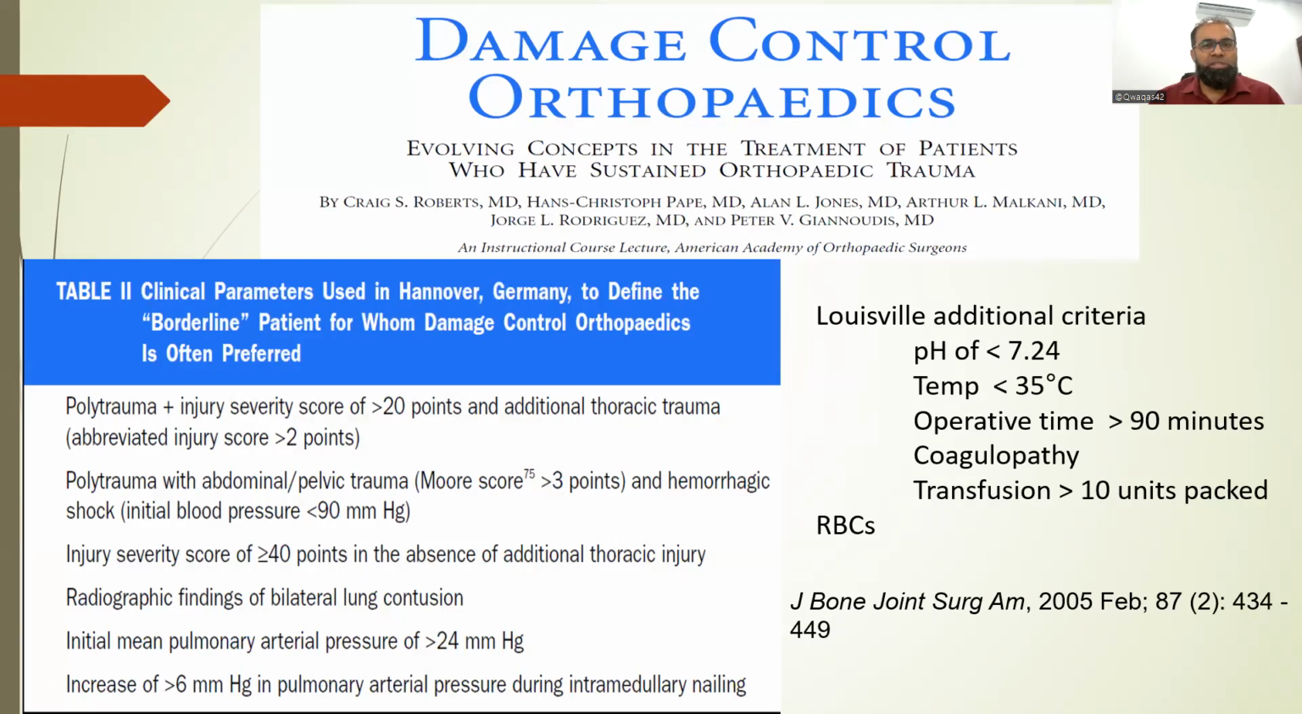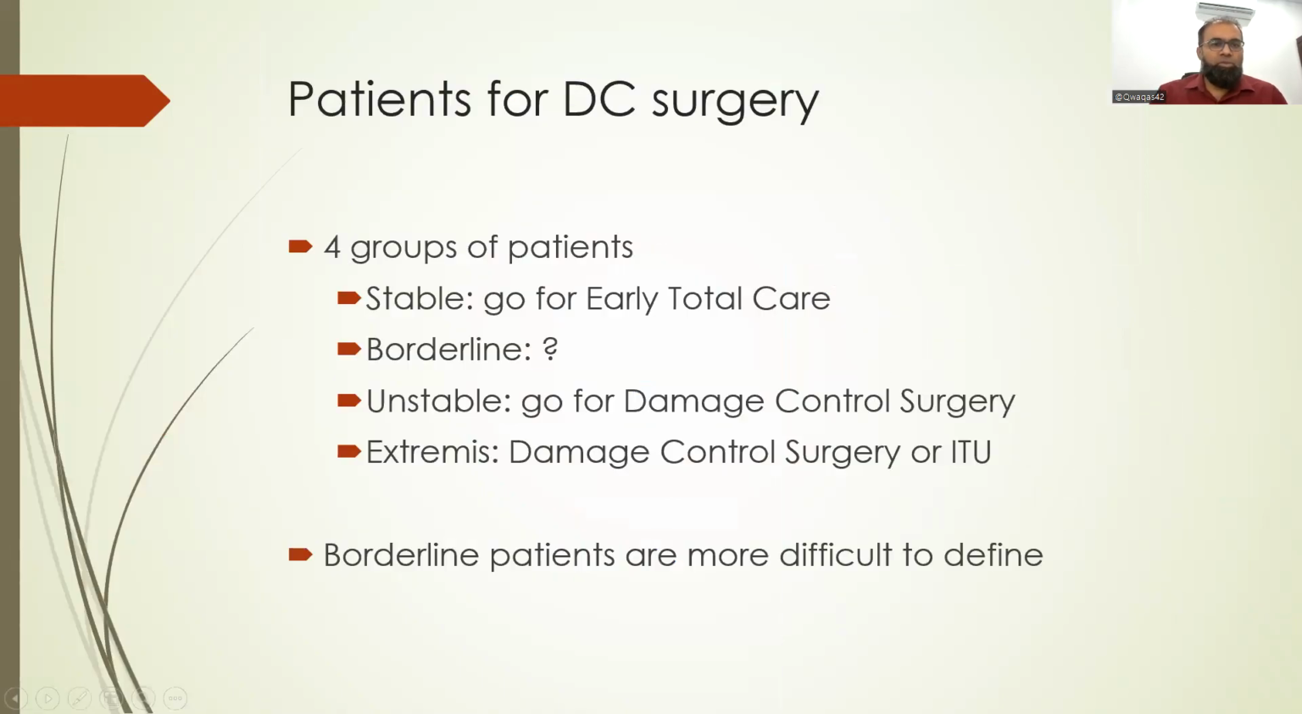This is the paper in which there are various factors that should be kept in mind as to which patient should be dealt with damage control orthopedics and which patient is a good candidate for total care. Injury severity score, pH, temperature, a lot of factors are involved. Stable patient, we go for early total care. Unstable patient, we go for damage control. And this is the borderline. There the question lies: what should we do, early total care or damage control?